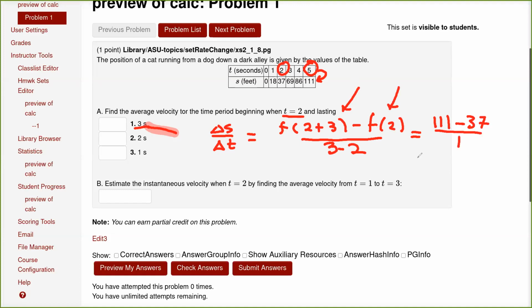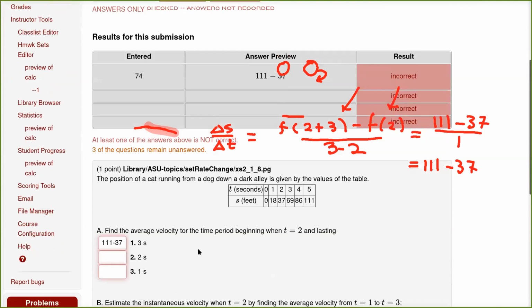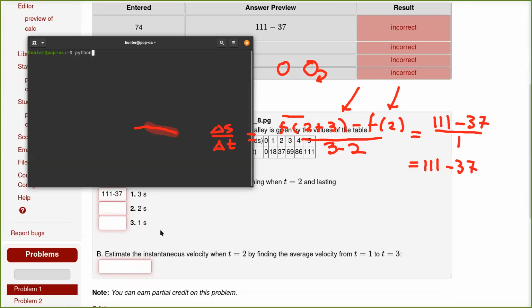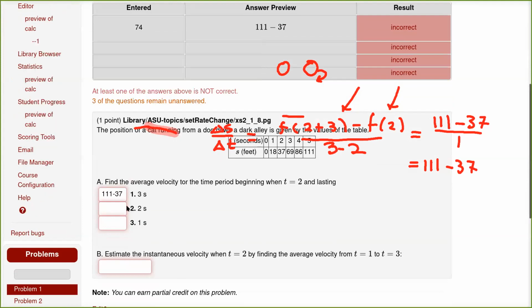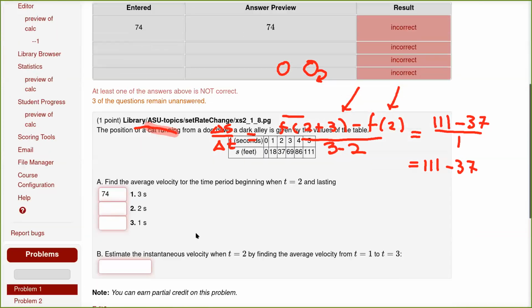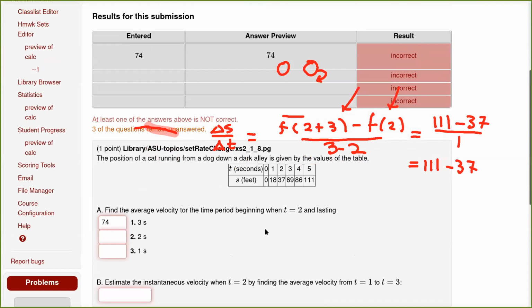So the answer to this problem is 111 minus 37. You might even be able to write it in just like that. Let's see if we can. What if I type in 111 minus 37? Check answers. So let's actually compute that. 111 minus 37, 74. See if you like 74 better. Check answers. No. What am I doing wrong?